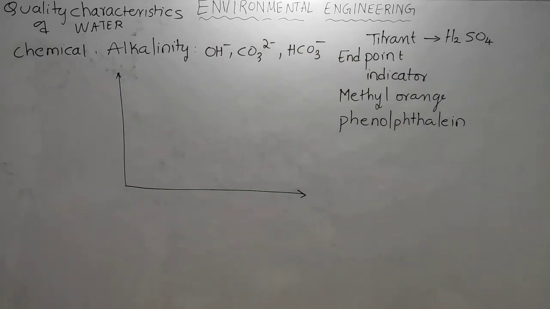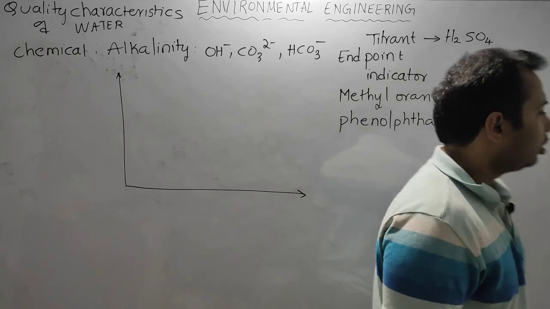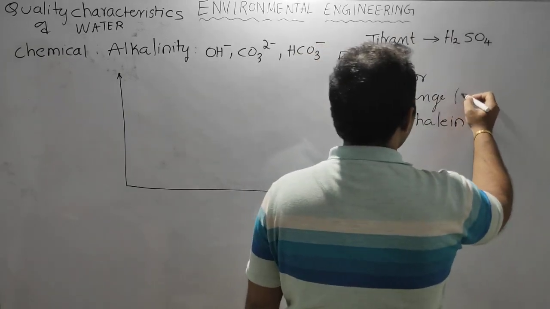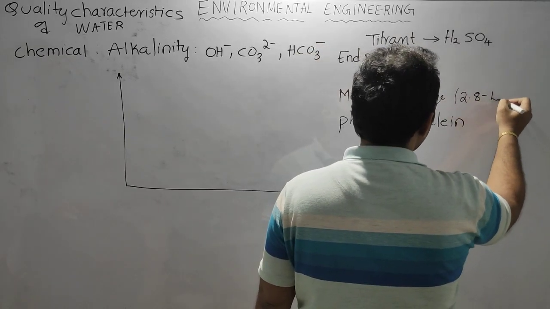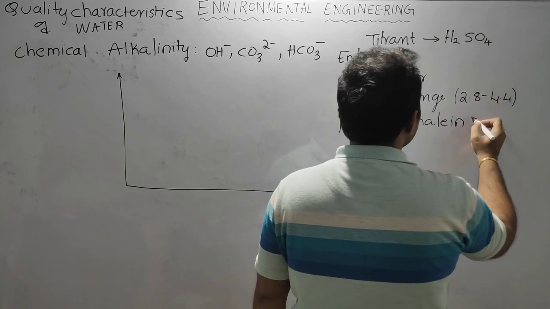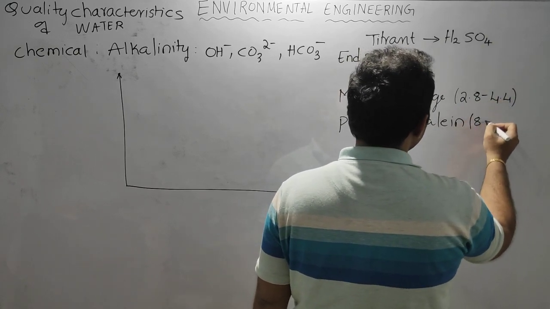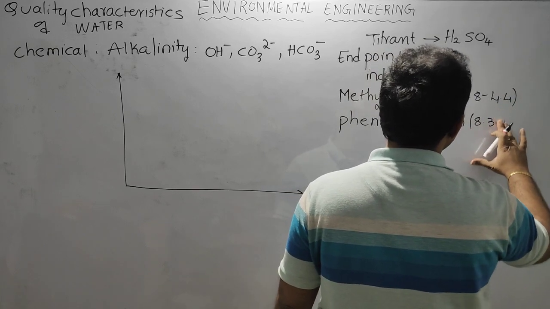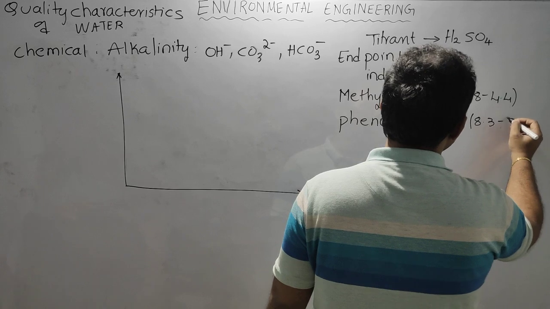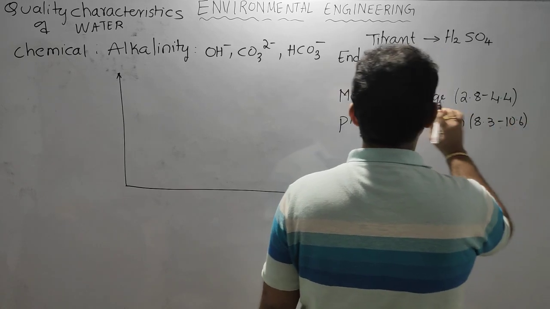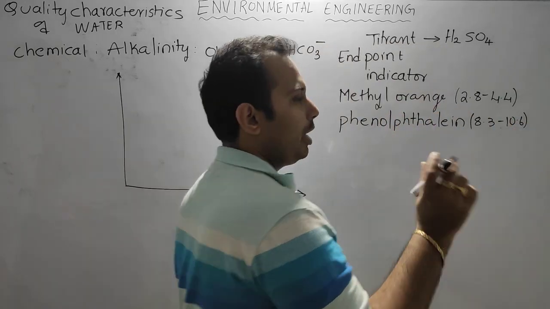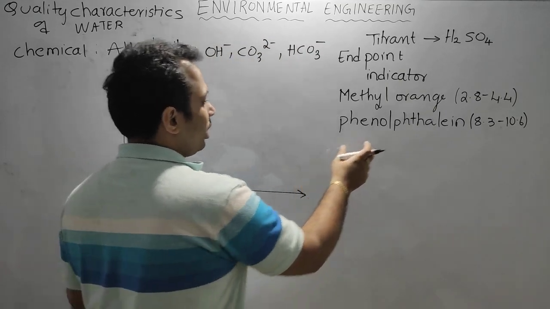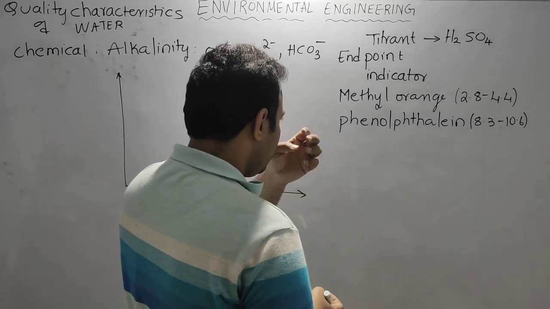Methyl orange works in a range of 2.8 to 4.4 pH, and phenolphthalein works in a range of 8.3 to 10.6. That means this methyl orange works in acidic medium, and this phenolphthalein works in basic medium.